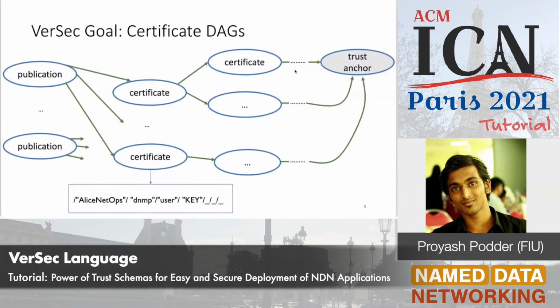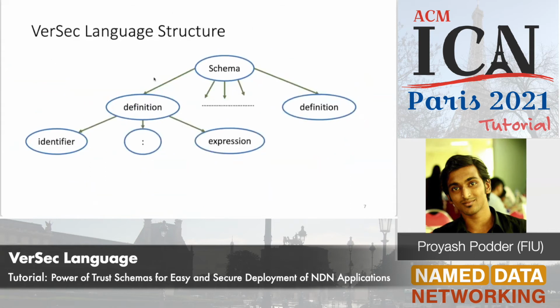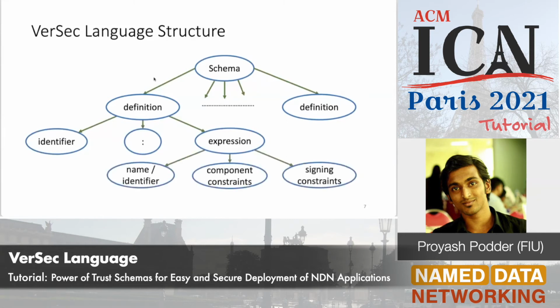VerSec will also provide a certificate DAG to demonstrate the signing relationships. For example, a publication can be signed by a particular certificate or multiple certificates, which again can be signed by multiple certificates. And all of these should eventually reach the trust anchor of the system, which is self-signed.